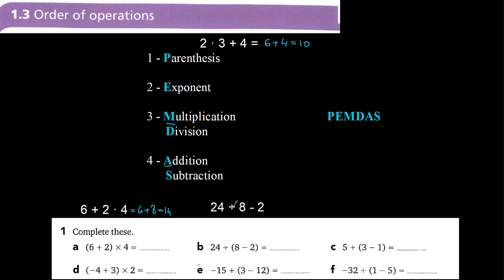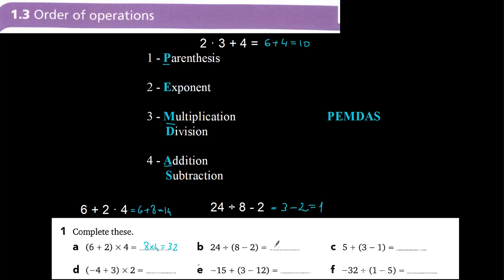Okay, 24 divided by 8 minus 2. Here first we are going to do 24 divided by 8, which is equal to 3. Then 3 minus 2, which is equal to 1. These exercises are easier than the previous ones, because here, with the parentheses, we first solve inside the parentheses, because the parentheses come first. 6 plus 2 is equal to 8. So it is 8 times 4, which is equal to 32.